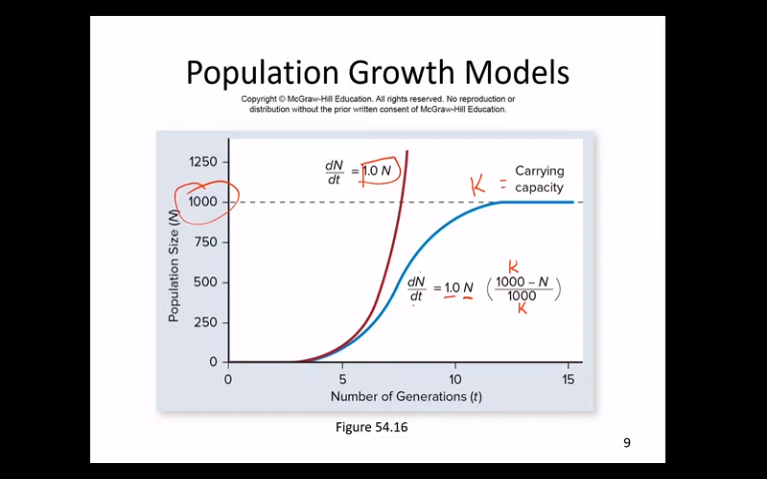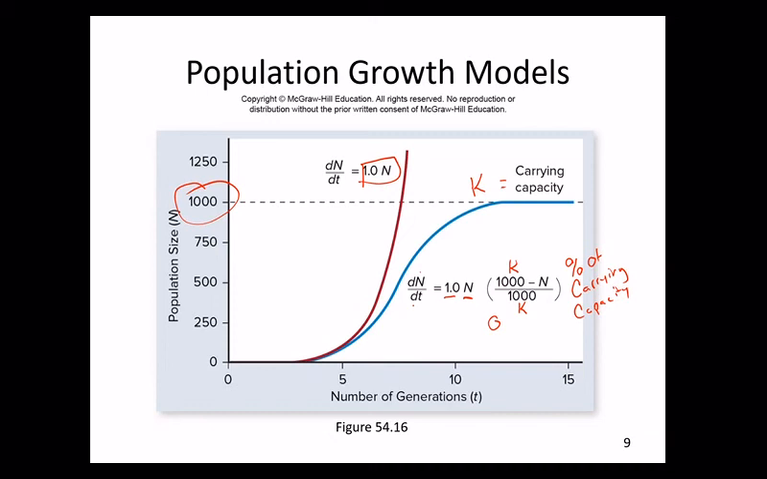Now, one of the ways I like to think of this is we can think of this as a percent of carrying capacity. And the closer we are to the carrying capacity, okay, once we reach 1,000, this will be 0, and so therefore 0 times whatever the population is times r means there's going to be no population growth.